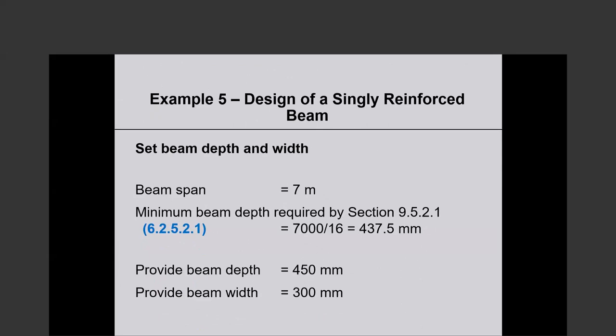Minimum beam depth is the 7 meters divided by 16. If you go back to the table that I showed you for simply supported beams, which is what this is, the minimum depth required is 1/16 of the span. That gives us 437.5 millimeters. We are going to provide 437.5 or more. We are going to provide 450.